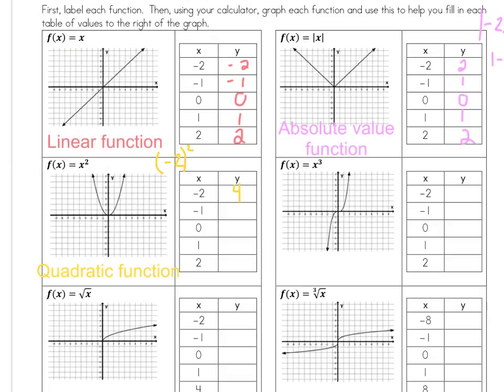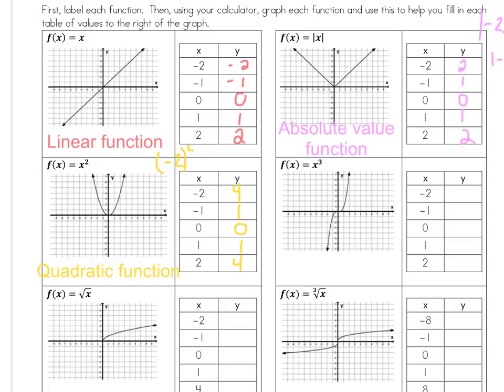Same thing with negative 1. Negative 1 times negative 1 is positive 1. 0 times 0 is 0. 1 times 1 is 1. 2 times 2 is 4. Notice how whenever we multiply a negative times a negative, it makes it positive. That's why this part here is not down in quadrant 3. That's where the U comes from. And you can see all these points are actually on this graph. Negative 2, 4, negative 1, 1, 0, 0, and so on and so forth.